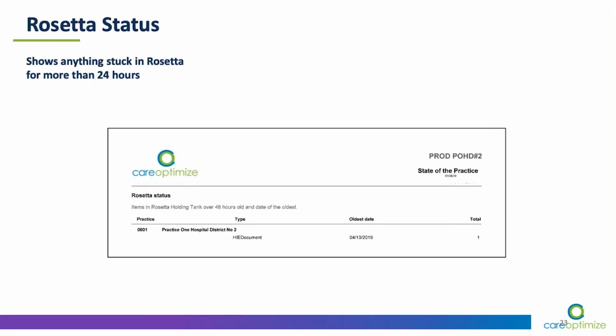Rosetta Status. This shows anything stuck in Rosetta for more than 24 hours. We don't want to have anything building up in that bucket. So taking into consideration everything that's been sitting in there for more than 24 hours, we can then use these insights to take action and get them out of the bucket, essentially.